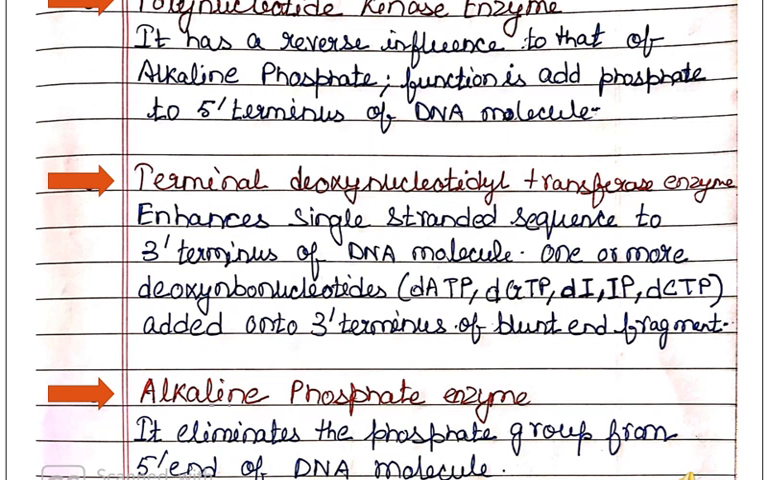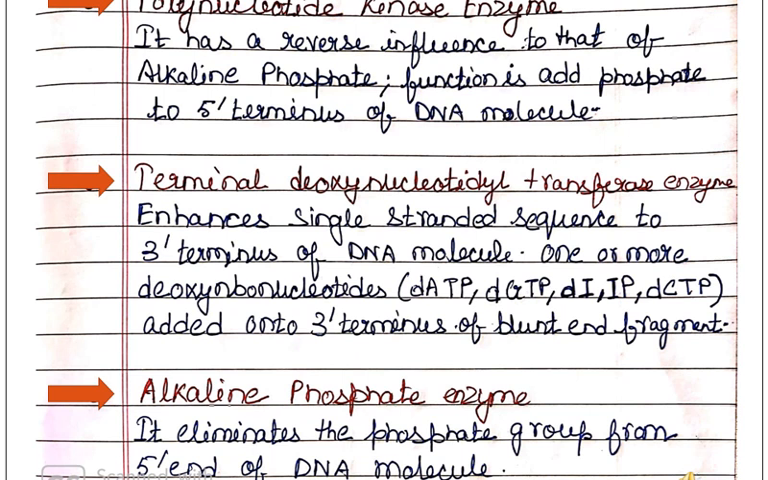The next enzyme is polynucleotide kinase. So what is its importance? It helps in reversing the influence of alkaline phosphatase. The function is to add phosphate to the 5' terminal or 5' end of a DNA molecule. It does nothing but add back the phosphate to the 5' end of a DNA. You know about the 5' and 3'. At the 5' end, it adds the phosphate group.